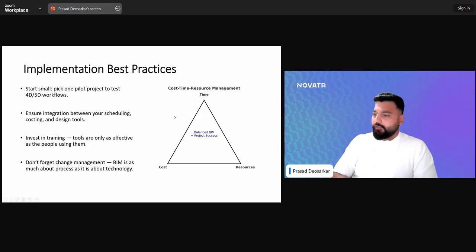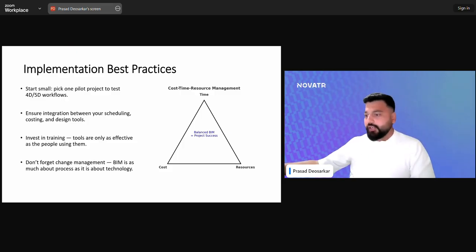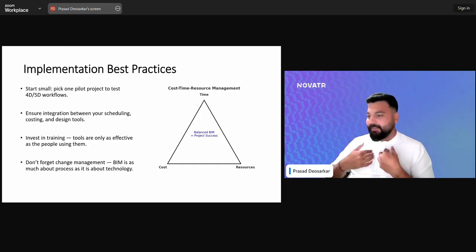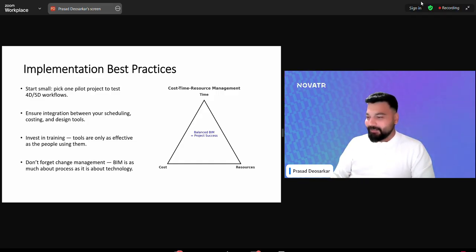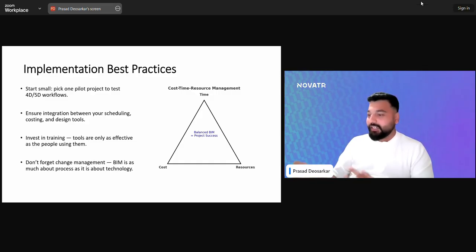Ensure integration between your scheduling, costing, and design tools. Of course, you have to make sure that all the tools that you are using are compatible with each other. Don't use a software which you can't actually link to a schedule and then end up blaming me that Prasad said everything is well and good with 4D 5D, but it's not so. You need to choose compatible softwares, softwares that can talk to each other. There is a bridge available for you to link both the softwares together, and that forms the integration part of the entire process.